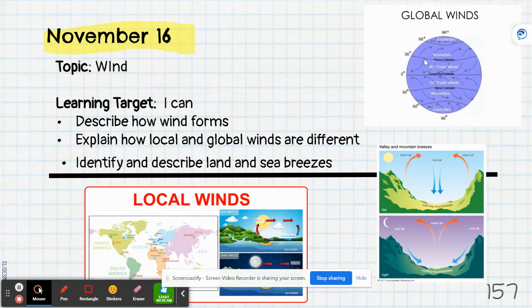Our learning target for today is you should be able to describe how wind forms, you should explain how local and global winds are different, and you should be able to identify and describe land and sea breezes.